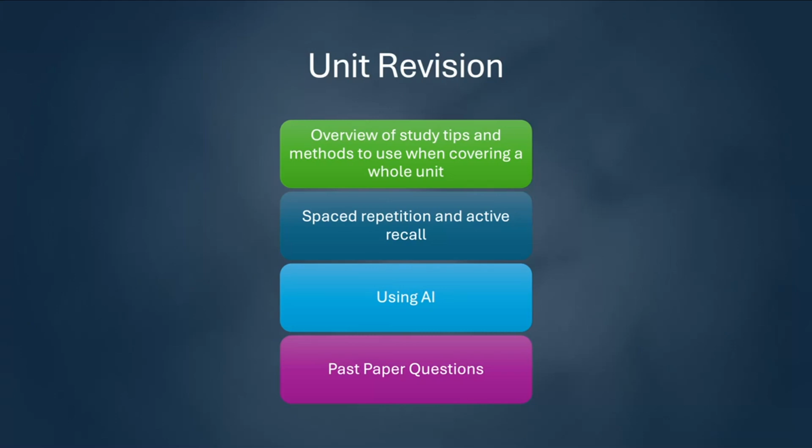But if you're a planner and you're looking at this a little bit ahead of time, this should hopefully give you some hints and tips that will help you to maximize your study and therefore do better in your tests and exams. So we're going to look over a little overview of study tips and methods to use when covering a whole unit. We're then going to look at spaced repetition and active recall, which are the two most important study methods to use when you're planning out your revision schedule. And we're going to look at how you can use AI to maximize your revision and also past paper questions and the role that they play in helping you revise for tests.